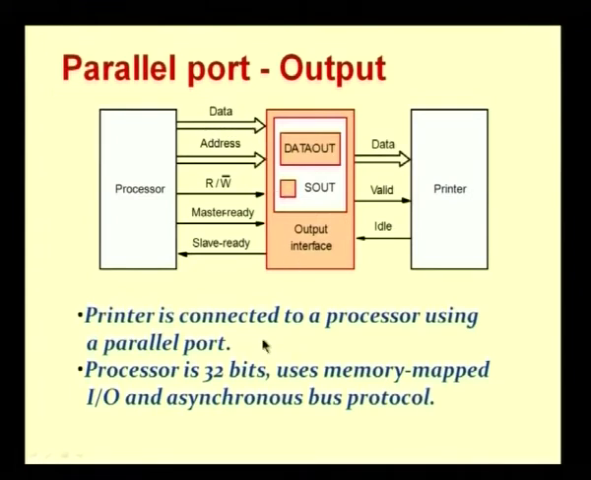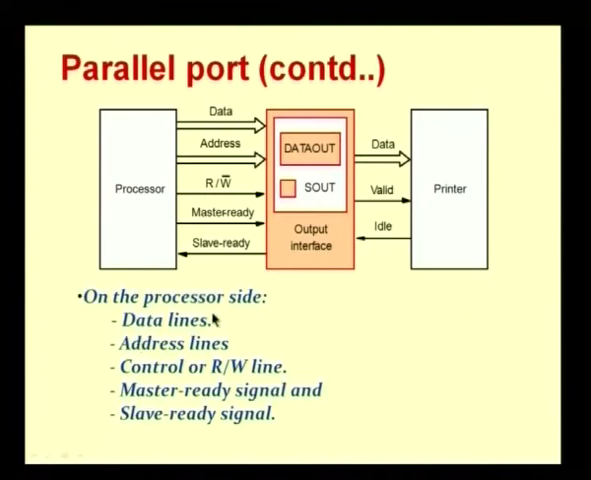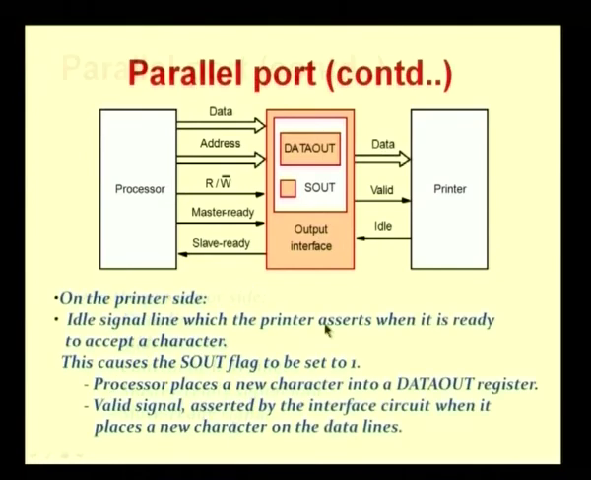Again we will assume the same thing: the processor is 32 bits and uses memory mapped IO and an asynchronous bus protocol. So, this part of it remains pretty much the same. On the processor side, we have data lines, address lines, the control or read write line, a master ready signal and a slave ready signal. On the printer side, there is a slight difference. In the earlier case, we only had two signals, a valid signal and a data signal. Now, there is one more signal called an idle signal.